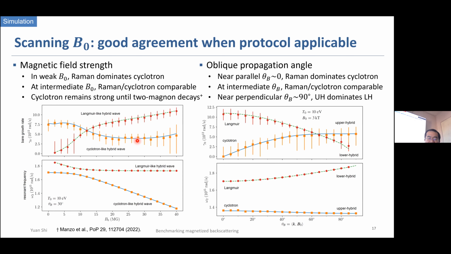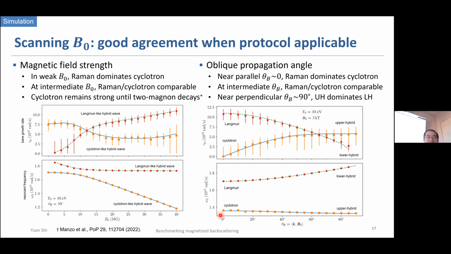We can also scan the propagation angle. So let me walk you through it. Let's maybe look at the real frequency first. So here I'm looking at the regime where this is 3 kilotesla, but maybe let me explain that. Initially, when theta equals 0, this is the cyclotron-like wave. Here theta is the angle between k and B. So theta 0 means parallel propagation to the B field.